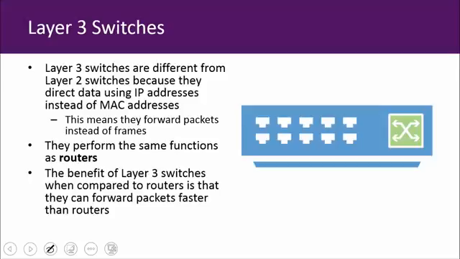Layer 3 switches are different from layer 2 switches because they direct data using IP addresses instead of MAC addresses, okay? So they forward packets instead of frames. They can perform all the same functions as routers, but they're not routers, okay? The benefit of using a layer 3 switch versus a router is that they can actually forward packets faster than routers. Detailing how this is done is a little bit beyond the scope of this course. But if you're interested, once again, take that initiative and go ahead and Bing it, right?